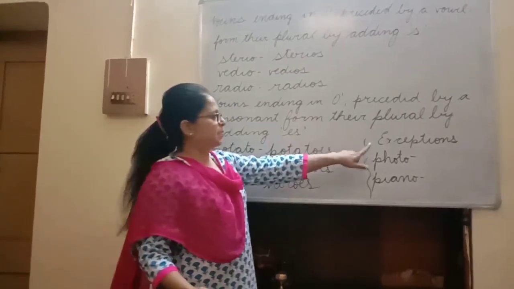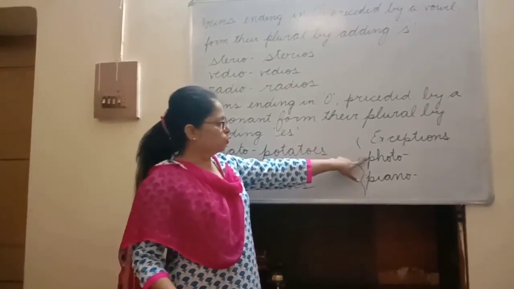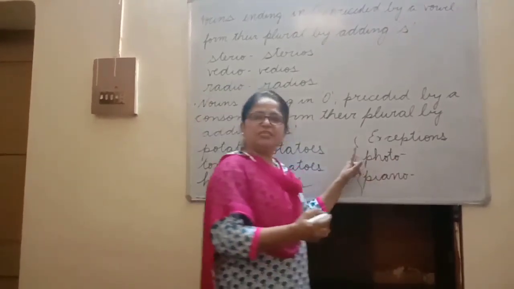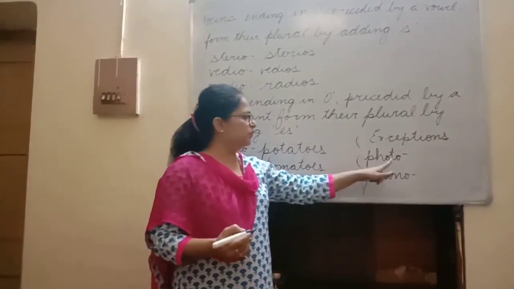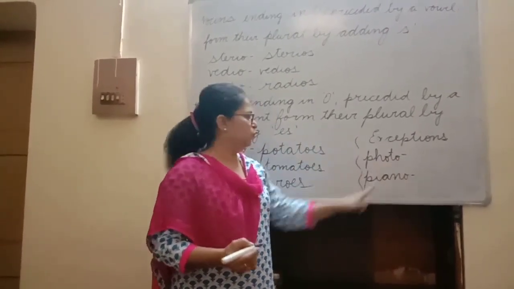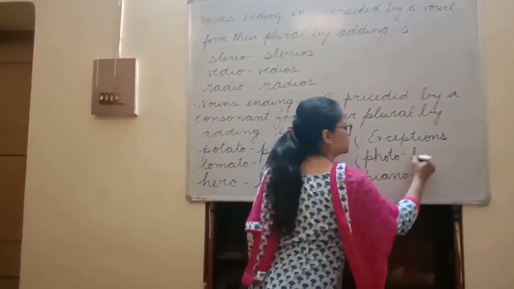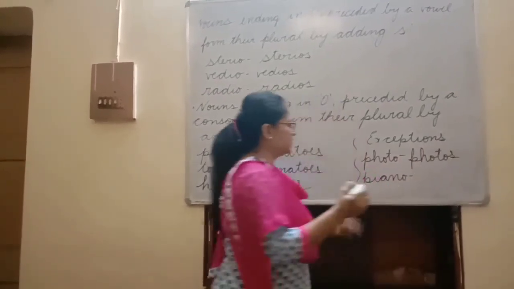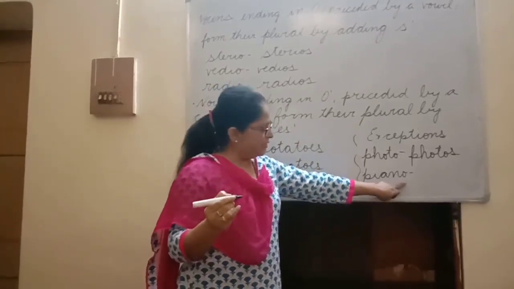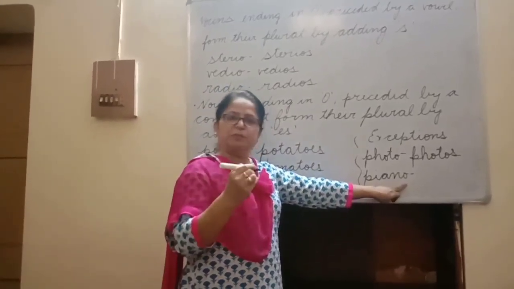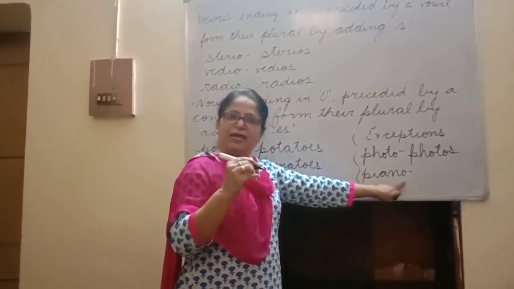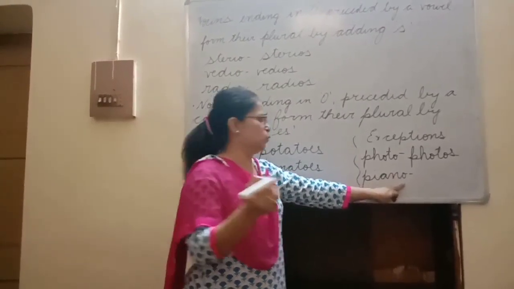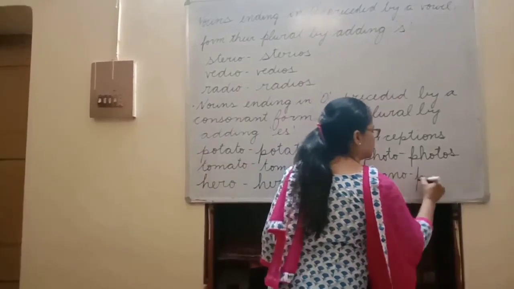But there are some exceptions here, children. Photo and piano. Photo becomes photos. It is preceded by a consonant, but we don't add es to photo. It becomes photos, p-h-o-t-o-s. Another word is piano. Again, this ends in o and it is preceded by a consonant, but we don't add es to it. It takes the plural form just by adding s to it. Pianos.